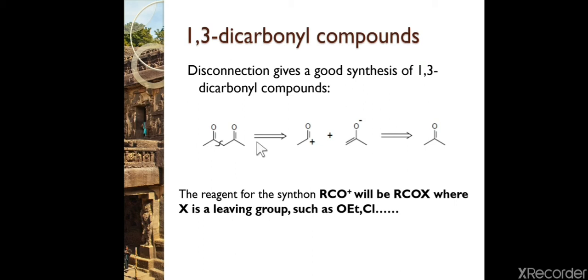So how can we disconnect these 1,3-dicarbonyl compounds? We need to disconnect the bond which is near to the carbonyl group. So what will we get? We get this kind of RCO plus and then a minus charge over here. This is a tautomerized form of simply acetone. So friends, if we have this kind of synthon, there will be RCOX, which is a synthetic equivalent for this RCO plus. So there will be OEt, Cl and so on, leaving groups for this synthon.